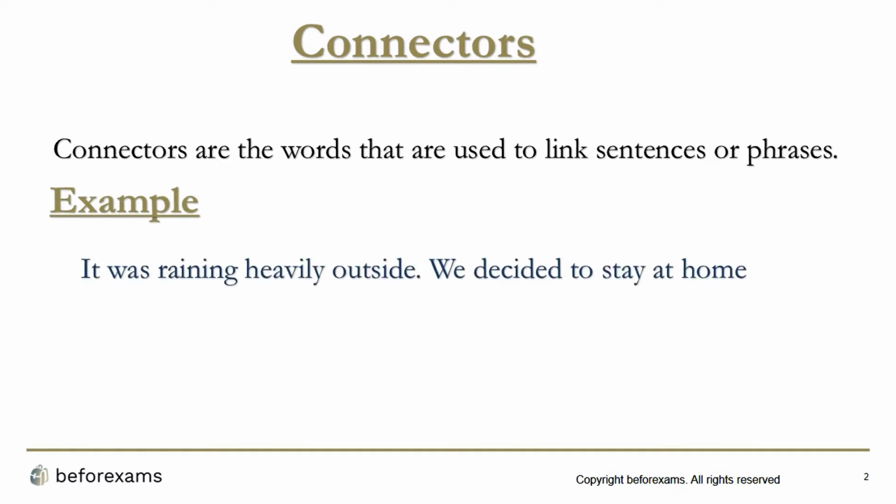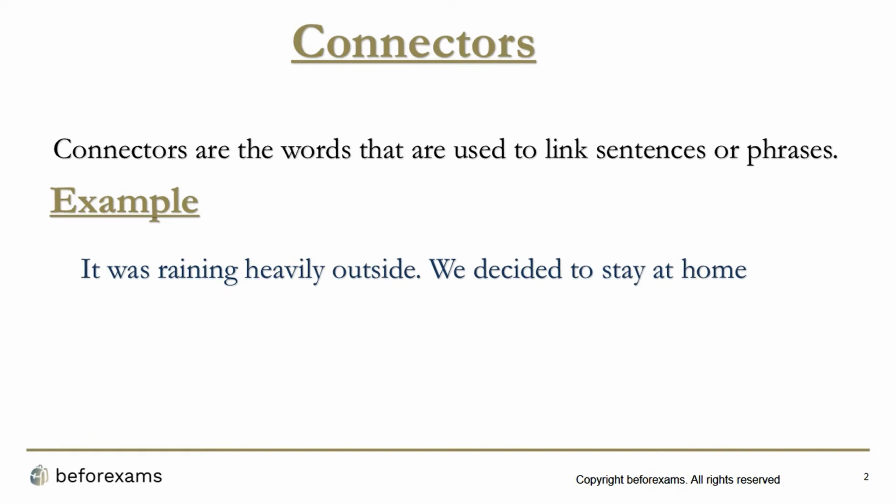A really good example of a connector is very easy. It was raining heavily outside. We decided to stay at home. So these are two different lines. With this information, I'm trying to convey that it was raining outside, so we decided that we'll be staying at home. We'll not be going outside, right? What we have done is we have conveyed it in two different, very simple sentences.